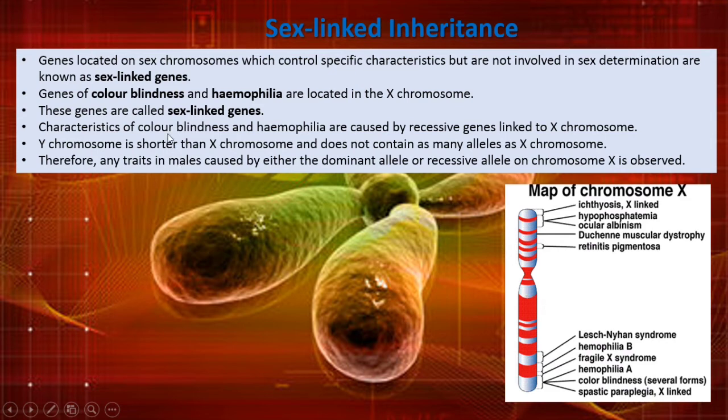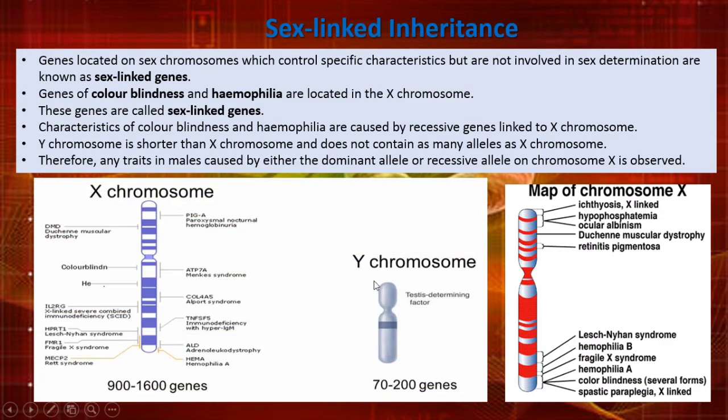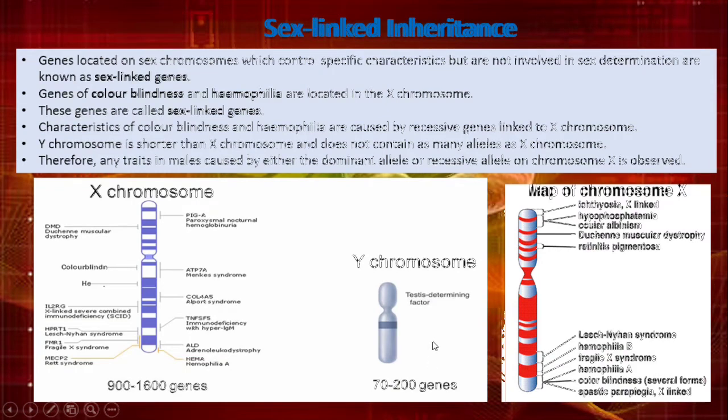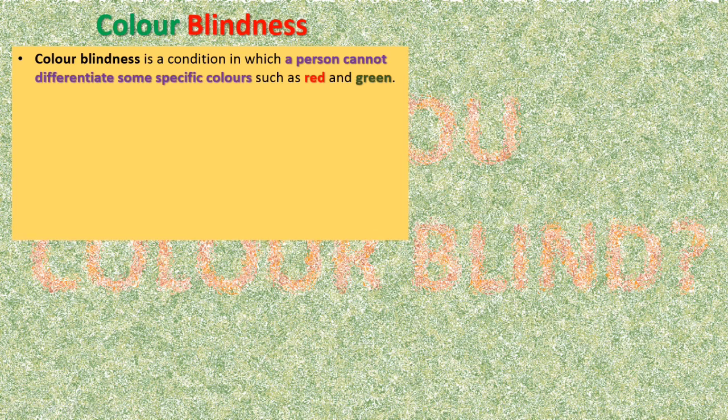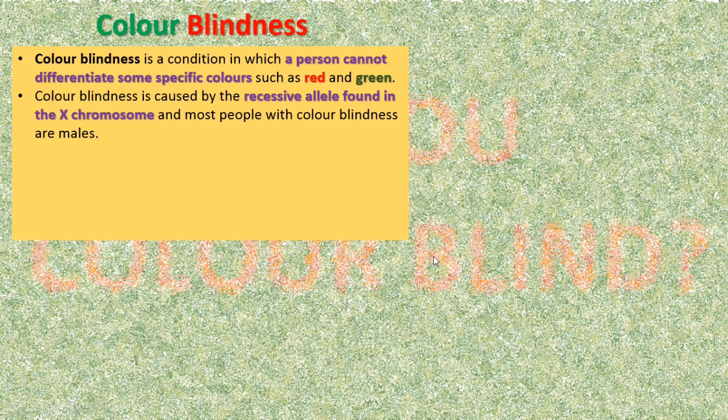Okay, so this is the number of genes located in the X chromosome. So kalau Y chromosome is shorter, only 70 to 200 genes. Okay. So color blindness is a condition in a person who cannot differentiate some specific color such as red and green. So color blindness is caused by the recessive allele found in the X chromosome. Okay, and most people who are color blind are male.